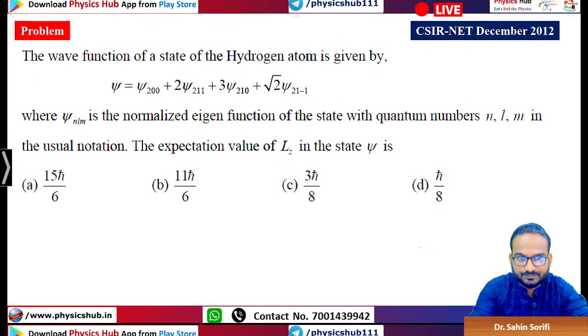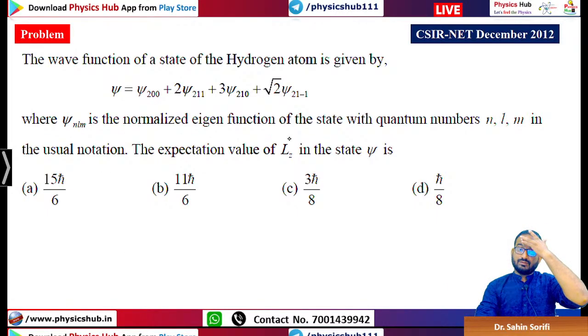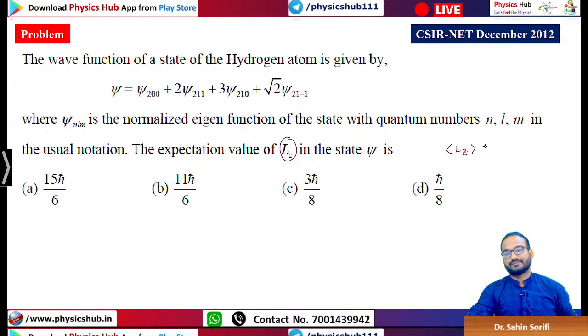Let's move on. The wave function of a state of the hydrogen atom is given by this. Hydrogen atom will be covered, but it will not require the knowledge of hydrogen atom here, where ψ_nlm is the normalized eigenfunction of the state with quantum numbers n, l, m in the usual notation. The expectation value of Lz in the state ψ. Okay, you have to find out Lz in the state ψ. Will you give it a try?